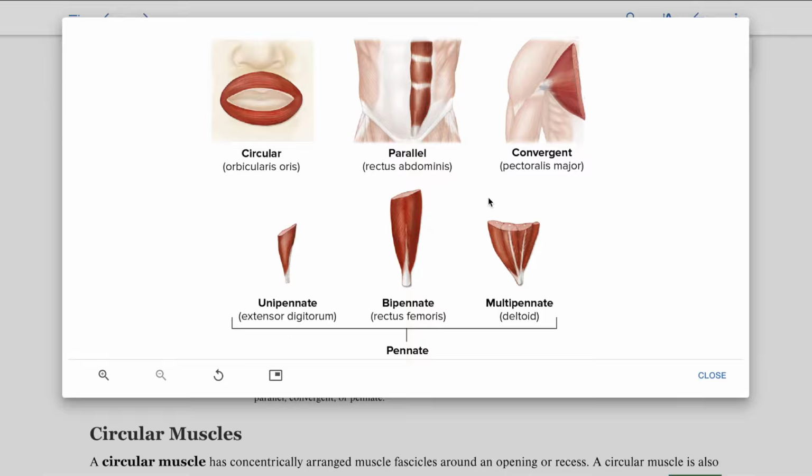And then finally right here, for the convergent fiber arrangement, you can see the example we have here is the pectoralis major, and that these fibers will converge towards a common point. So for this first objective, make sure you can draw out those fiber arrangements and that you know some examples of those specific fiber arrangements.